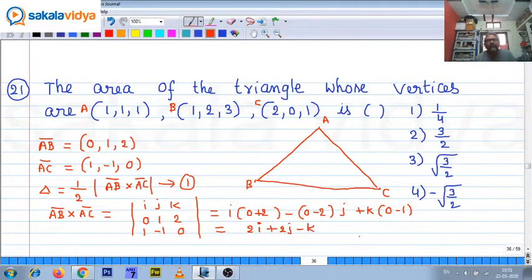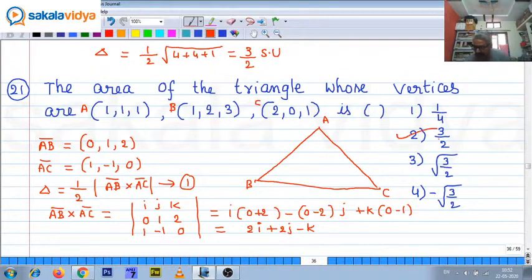Now find its modulus. Therefore delta is equal to half the modulus of this vector. Modulus means root of 4 plus 4 plus 1, that is 9, will be 3. So the area is 3 by 2 square units. Second option is the right option.